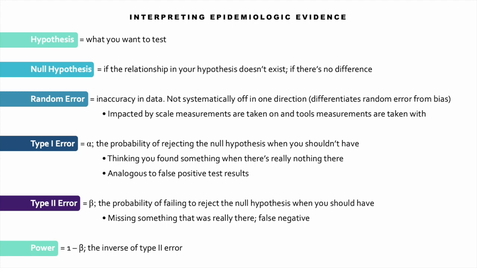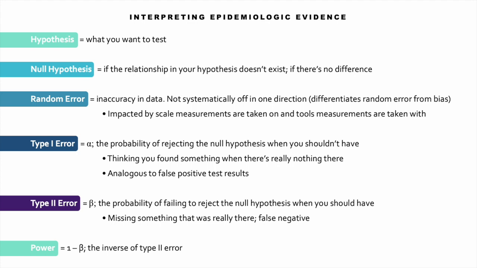Type 1 error, represented by alpha, is the probability of incorrectly rejecting the null hypothesis. So you think you found a relationship, you think you found a difference between the two groups, but there really isn't one. Type 1 error is analogous to false positive test results. You're concluding that you found something, but really there's nothing there.